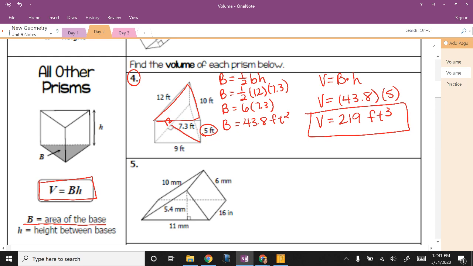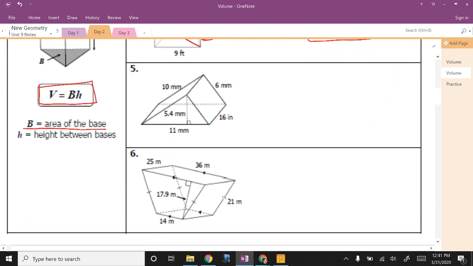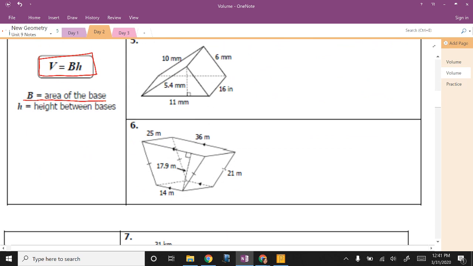All right, let's do number 6. Number 6 has a different base. The base on number 6 is actually a trapezoid. Okay, so the area of a trapezoid is 1/2 times the height times the quantity B1 plus B2. So I'm going to find that first.